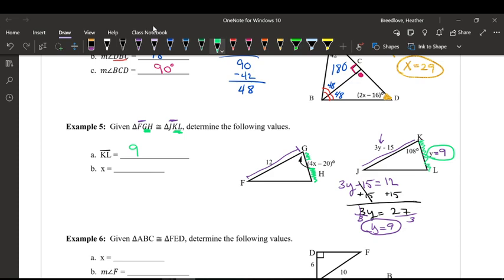Okay, and then the second part, B, says x. I'm looking for the value of x. I already found x I was talking about earlier, 4x minus 20, and I know that has to do with angle G, because that has to do with G. So if I look here for G, G is the middle letter. K is the middle letter. Here's K. K is 108 degrees. So I know that 4x minus 20 equals 108 degrees.